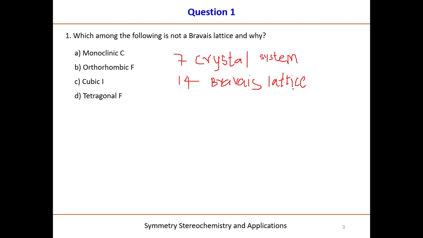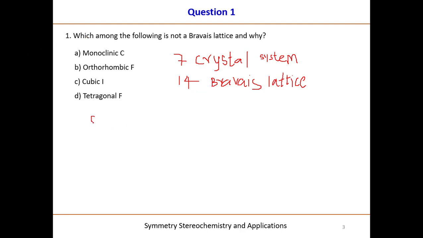Okay. So what is Brevis lattice? So Brevis lattice is nothing but any of 14 possibility of three-dimensional configuration of point group which is mentioned in 7 crystal system. So we will discuss here in this question which of among the following is not a Brevis lattice. So this is a three-dimensional system. So all of you know that. I hope all of you know that there are 7 crystal system.